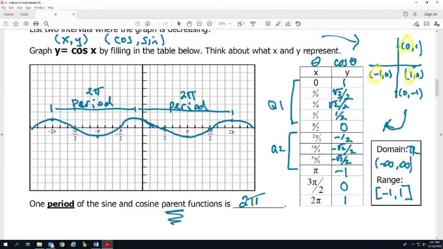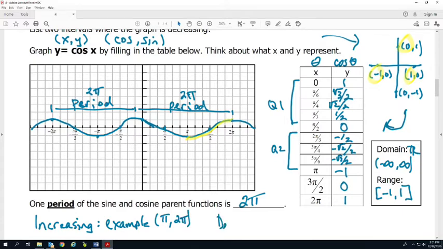If we want to talk about intervals of increase and decrease, so where it's increasing, an example of an interval where that happens would be from, let's say, right here to right here. That's an example interval. So I could say from pi to 2 pi.